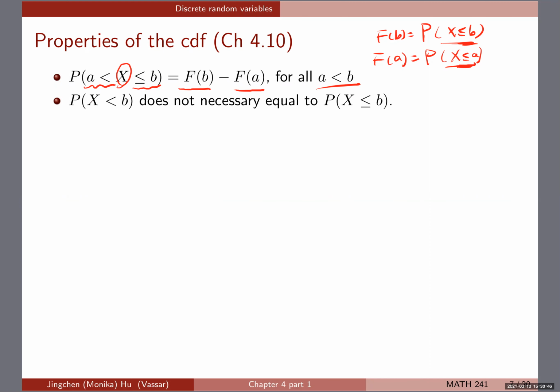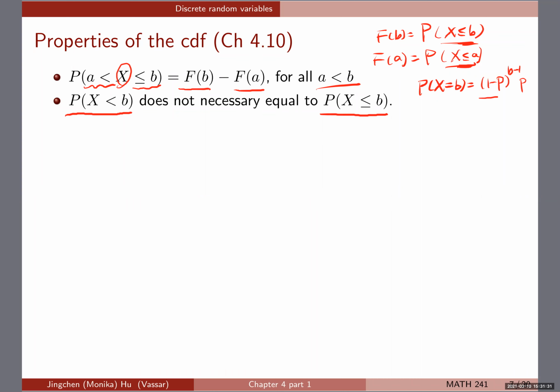Another thing I want to mention is that the probability of X smaller than B does not necessarily equal the probability of X smaller or equal to B. So for example, for the coin flip example, we know that the probability of X equals any B, let me just write it this way, is (1 minus P) to the power B minus 1, times P. Remember, P is the probability of getting a head, and B, in this case, will be any value that we're evaluating the random variable for. And the random variable, remember, is the number of flips you need to do until you get your head for the first time.